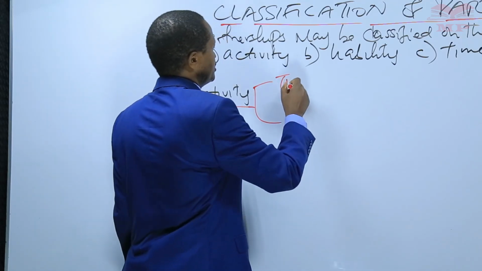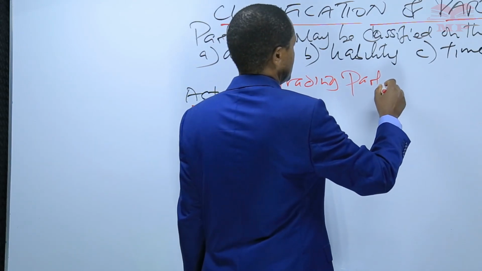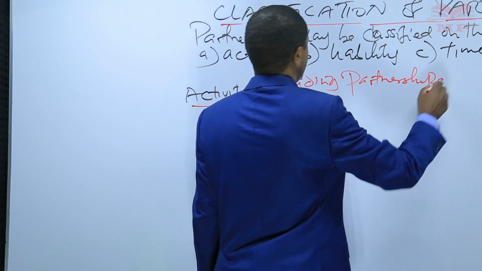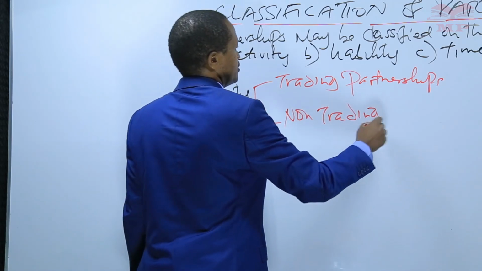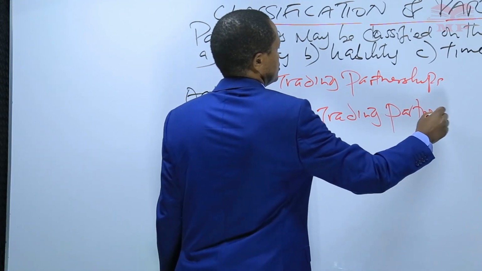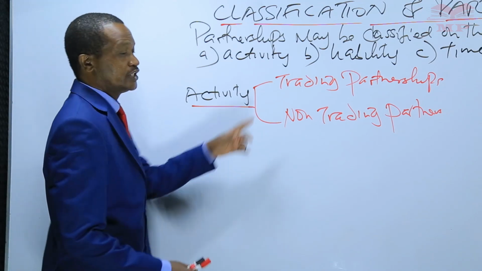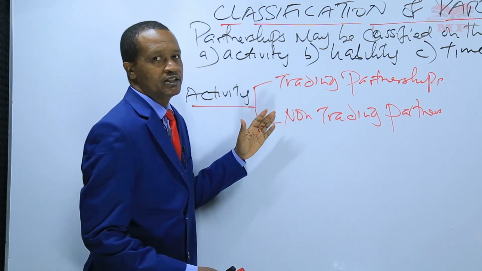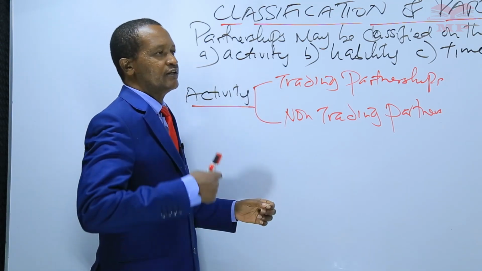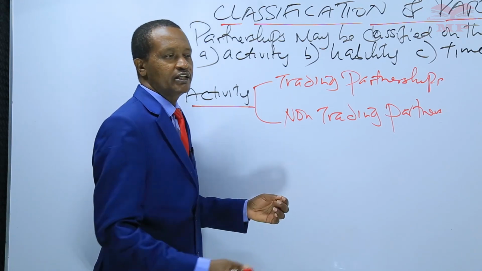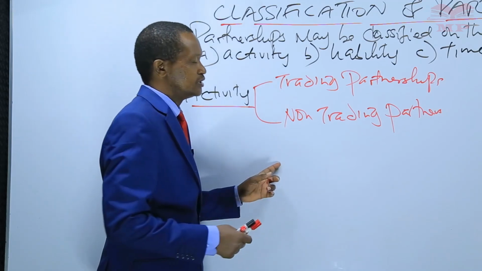So you have the trading partnerships and non-trading partnerships. So what are trading partnerships? Trading partnerships are partnerships whose main activity is processing, manufacturing, construction, or purchase and sale of goods.